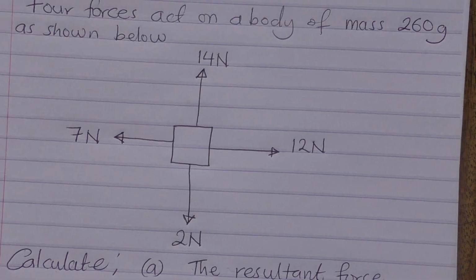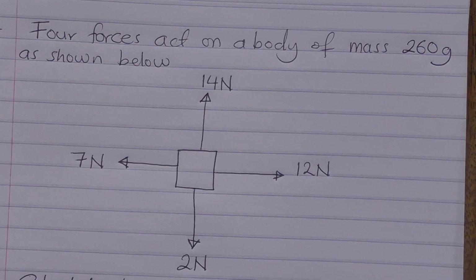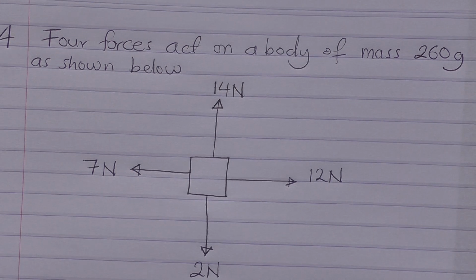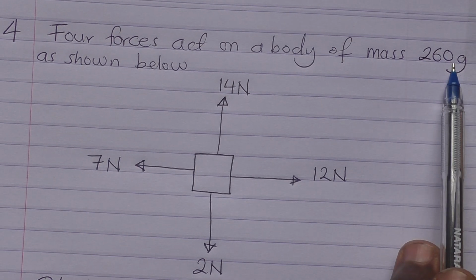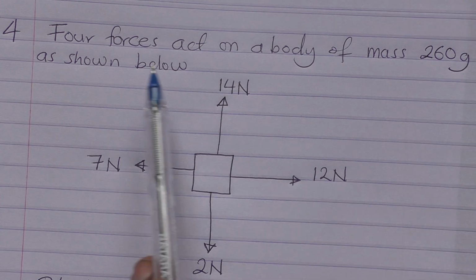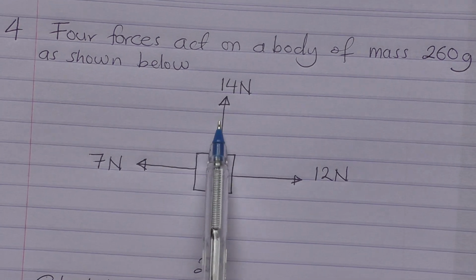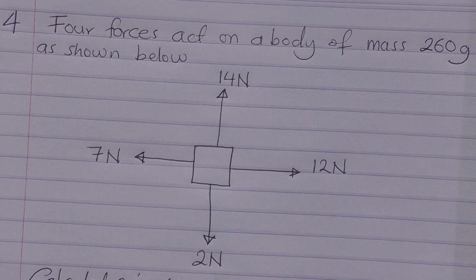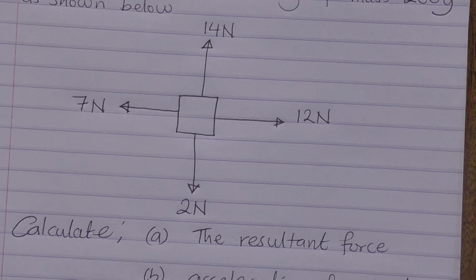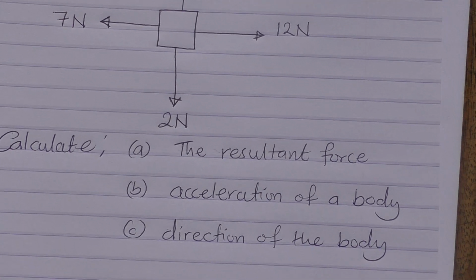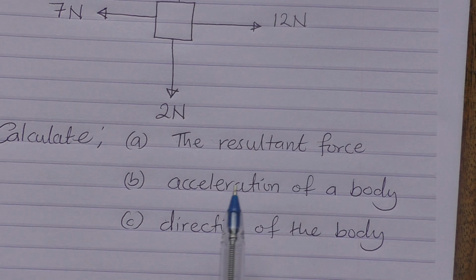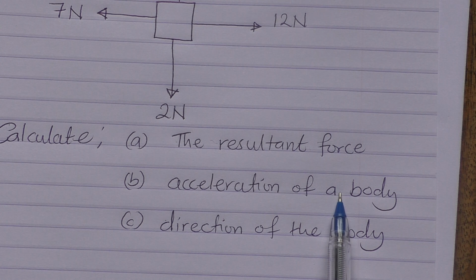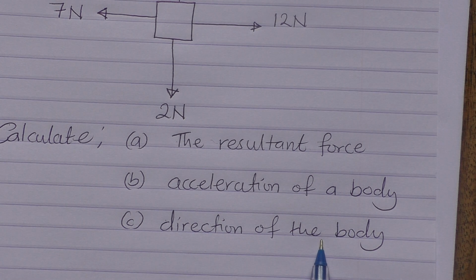Then we also have another example. In this example, we are told that 4 forces act on a body of mass 260 grams, as shown below. These are the 4 forces. And now the question is, calculate part A, the resultant force, part B, acceleration, and part C, the direction.